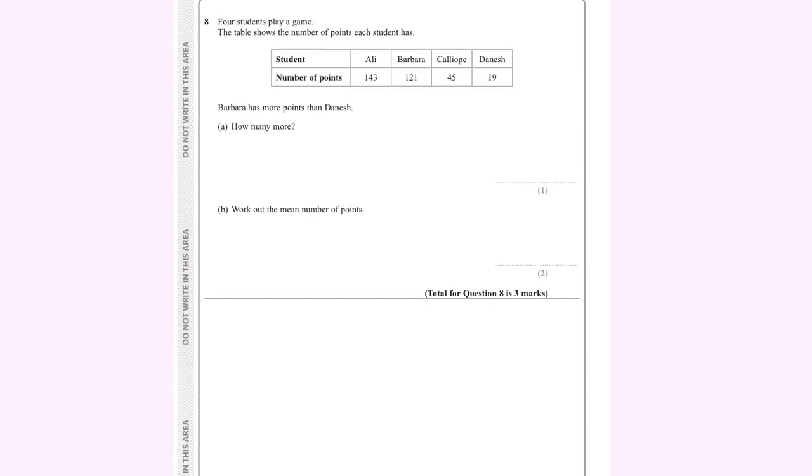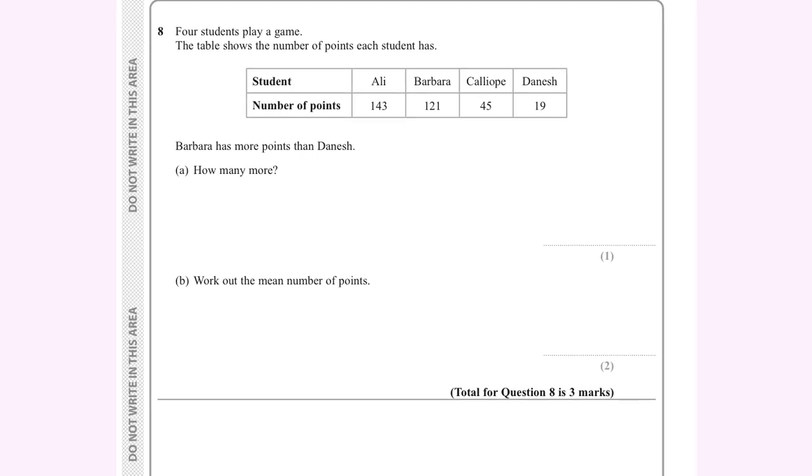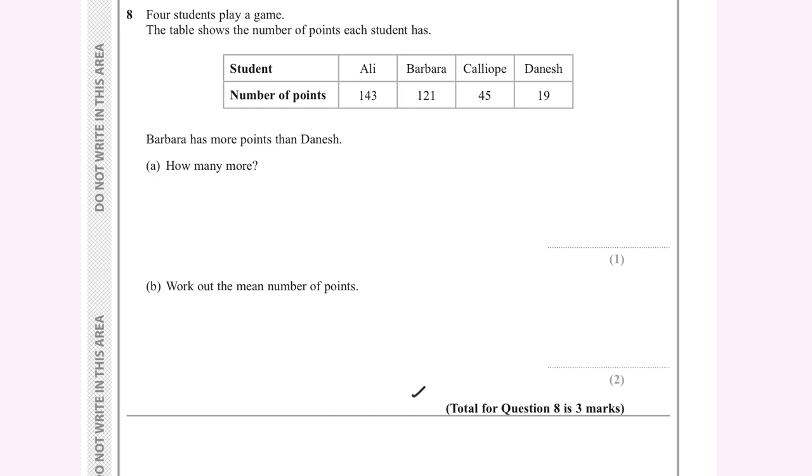Okay. We've got 4 students playing some sort of game. The table shows the number of points each student has. We've got Ali, Barbara, Calliope and Dinesh. Barbara has more points than Dinesh. How many more? Okay, so it's not too bad one.